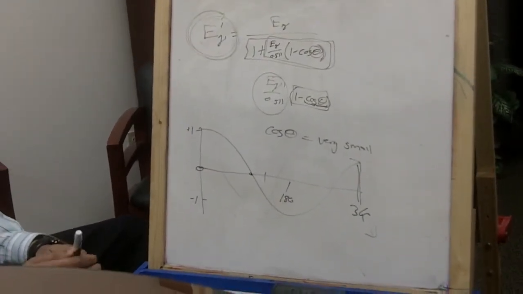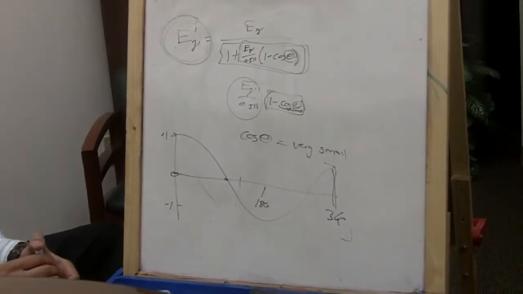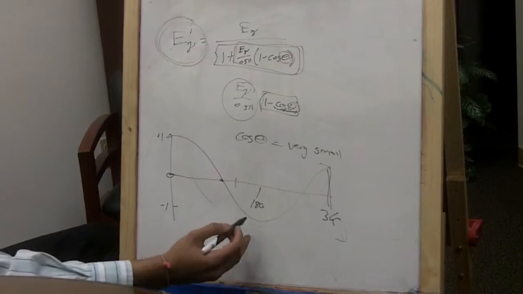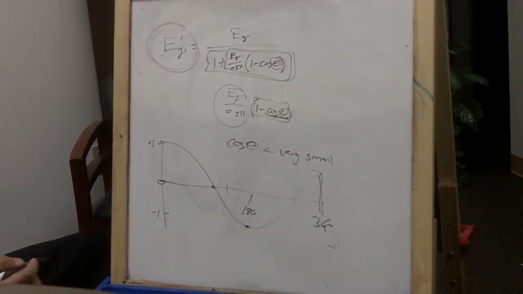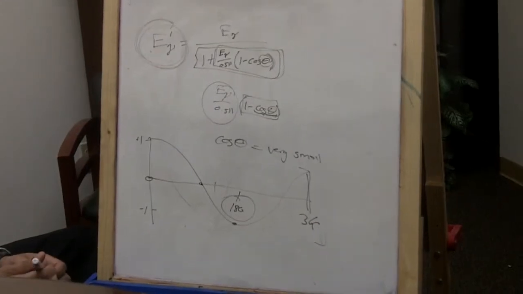However, what's smaller, negative 1 or 0? Smaller is negative 1. So really, what is the smallest? 180. Yeah.